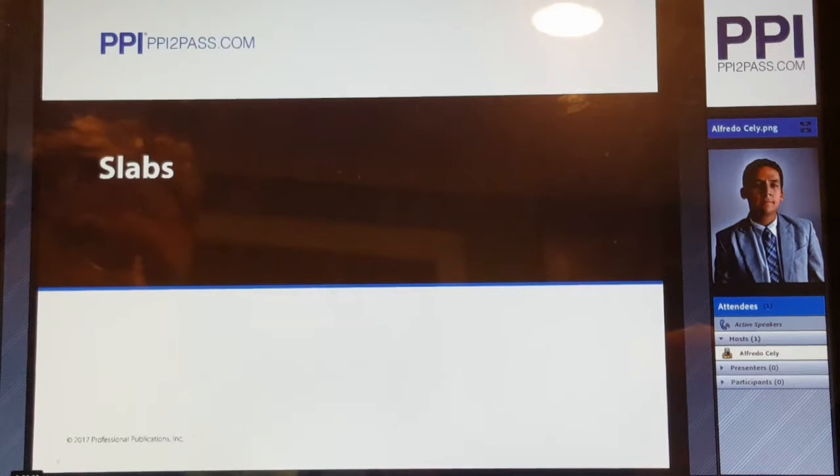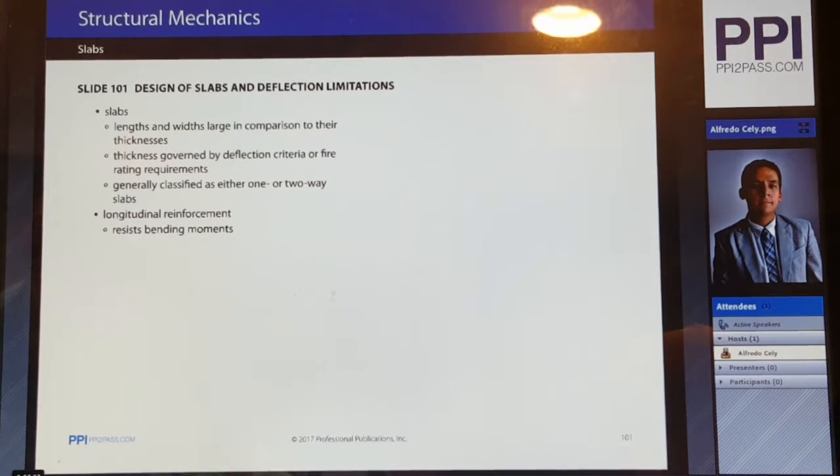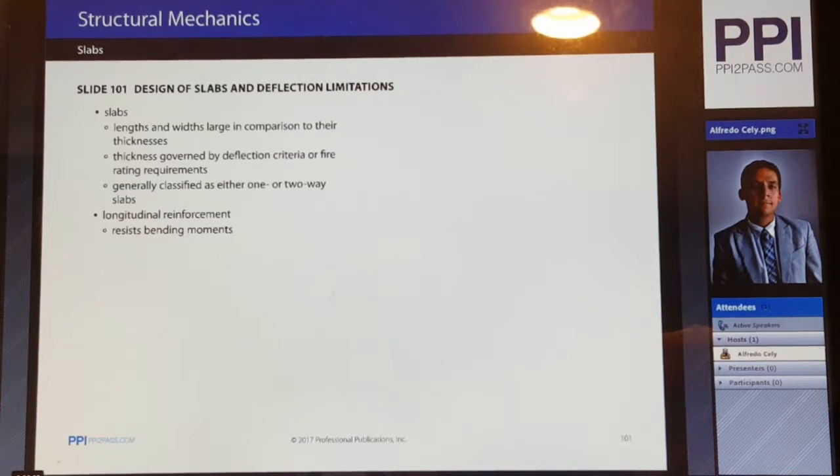The topic now is that of slabs. So let's talk about the design of slabs and their deflection limitations. So what are slabs? Their lengths and widths are large in comparison to their thickness. Their thickness is governed by deflection criteria or by fire rating requirements. They're generally classified as either one or two-way slabs. Their longitudinal reinforcement is designed to resist bending moments.